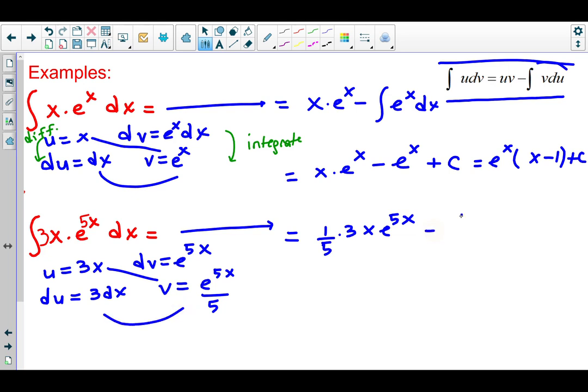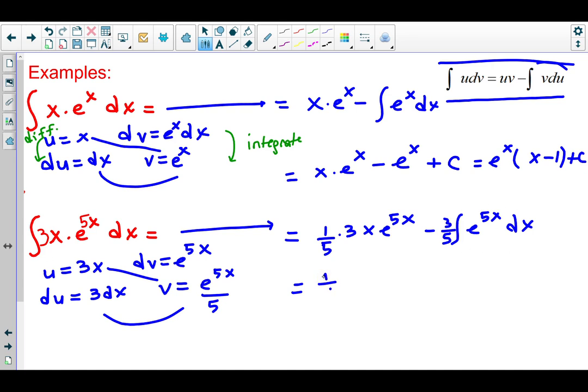Minus the integral of, okay, over there, let me take out the 3 over 5. When they get multiplied, we're going to have a 3 over 5. Take it out. And here, the remaining, so v du, you're going to have 3 over 5 times e to the 5x dx. And now, all we have to do is integrate the last quantity. Once again, that's much easier than the problem that we start with.